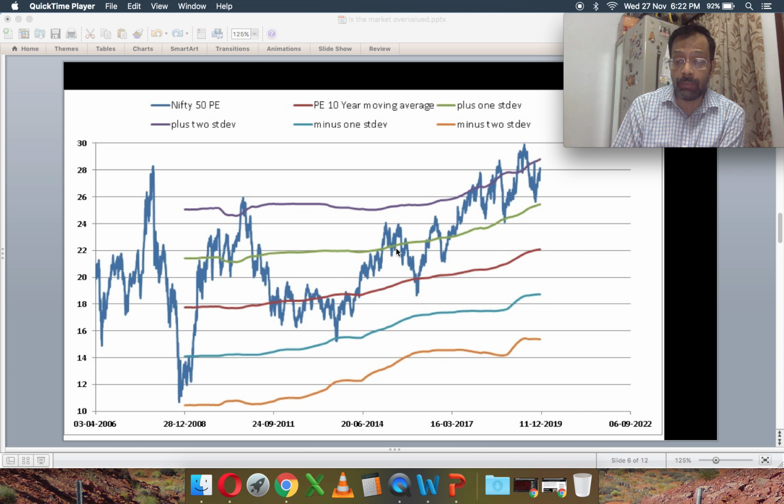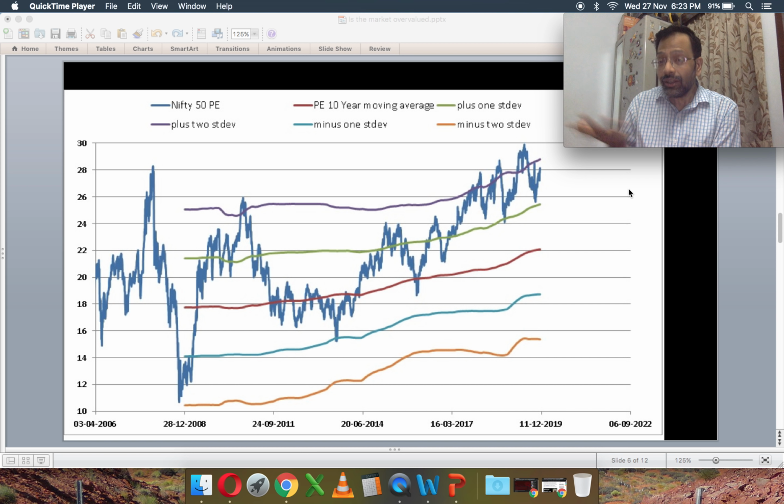1 standard deviation above the average is this line, 2 standard deviations above is that line, 1 standard deviation below is this line, 2 standard deviations below is that line. So you call this plus 1, plus 2, minus 1, minus 2. Notice that the average itself has gone from less than 18 in 2008 to close to 22 in 2019.